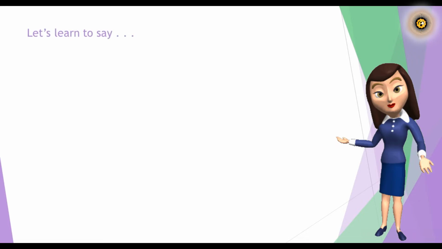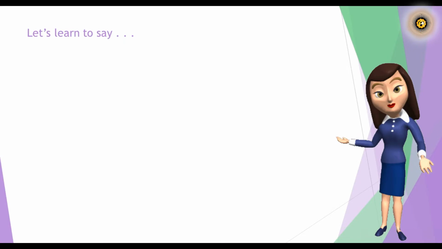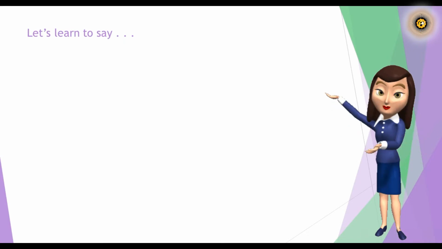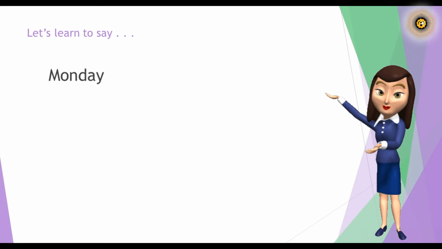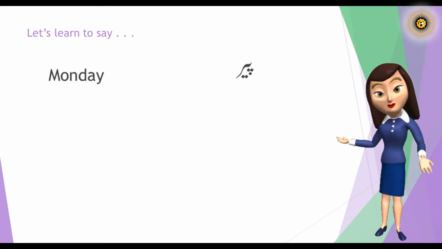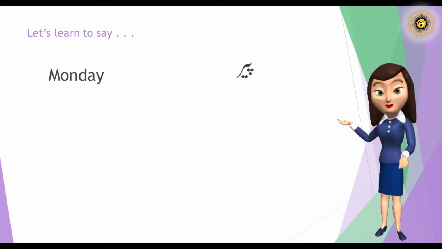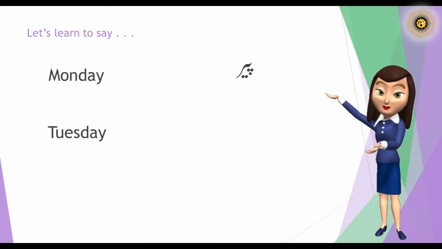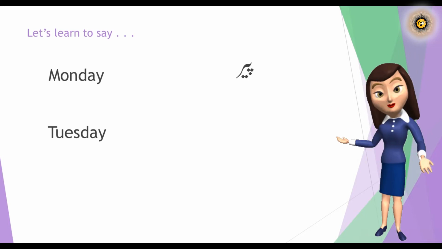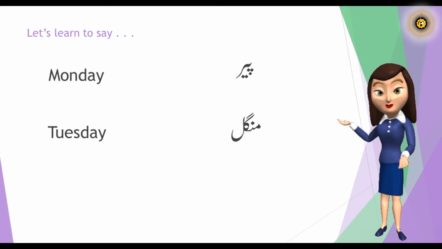Alright, so now let's learn to say the days' names in Urdu. The first day of the week is Monday. In English we say Monday, and in Urdu Peer. Peer. The next day is Tuesday. In English we say Tuesday, and in Urdu Mangal. Mangal.